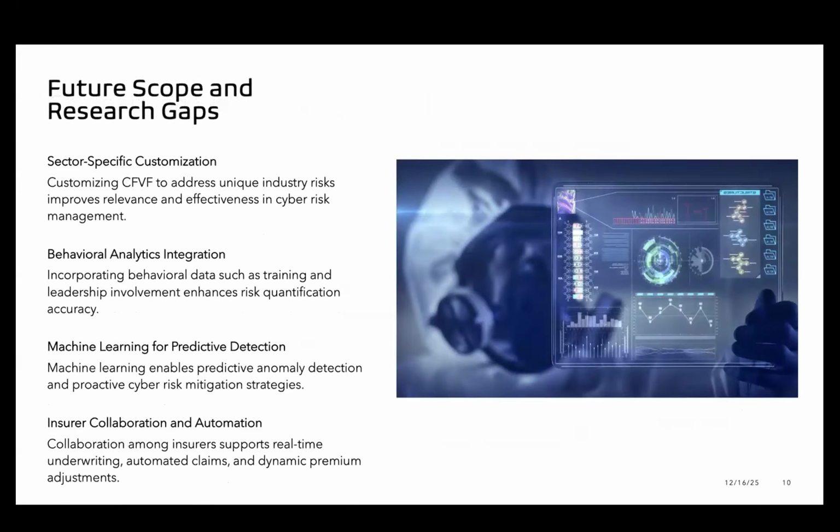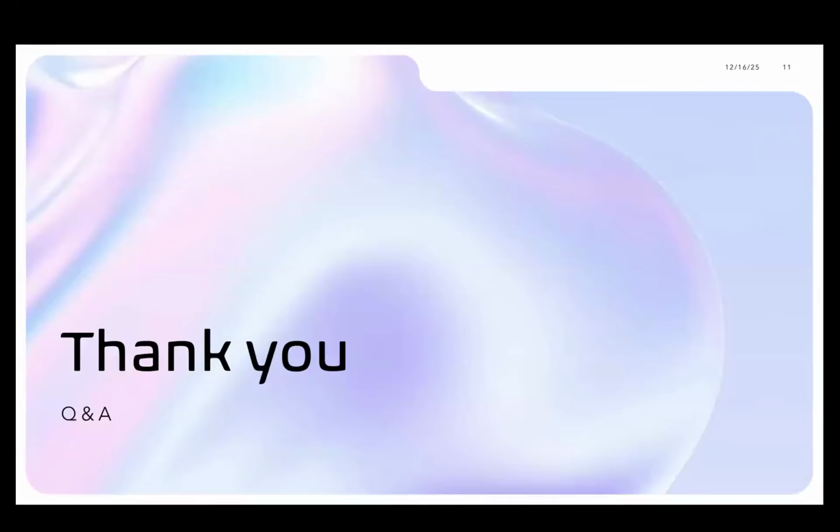These are the future scope and research gaps. So sector-specific customization can be possible. We can integrate behavioral analytics in the model. Machine learning is already part of the model, but we can add it for predictive detection as well. Insurance collaboration and automation. Ultimately, this is going to help the insurance company as well. So that's all I have. If anyone has any question, I can answer.